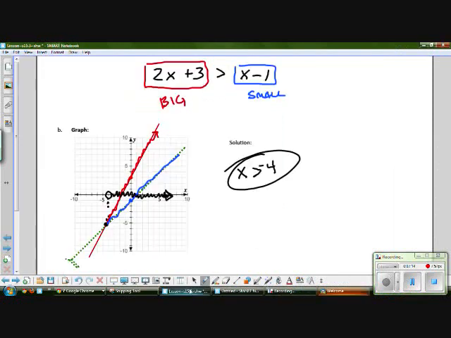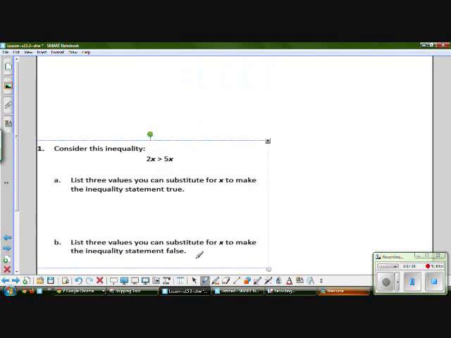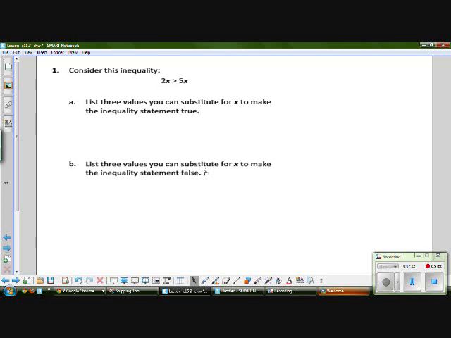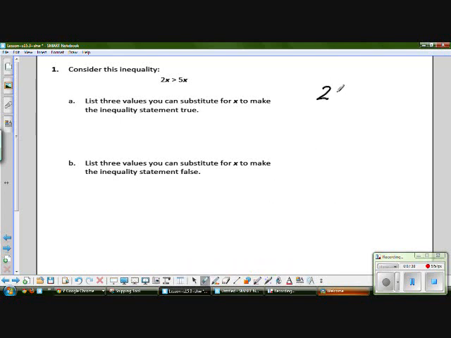So let's get to the next problem. Consider this inequality: 2x is bigger than 5x. Name three values you can substitute for x to make the inequality statement true. Well, let's figure out what this inequality statement even means. We have this 2x we're comparing to the 5x, and you have the sign in the middle. So which of the two sides is bigger? I'll wait.